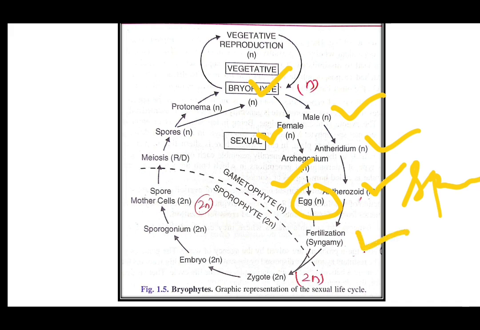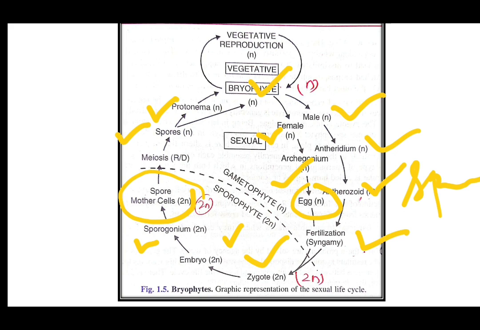They undergo fertilization, or syngamy, that is fusion, to produce a diploid zygote. Then the zygote undergoes division and redivision to form an embryo. Then the sporogonium is formed. Inside the sporogonium capsule, diploid spore mother cells are formed. They undergo meiosis to form spores. Spores on germination produce protonema. Protonema is the immature gametophyte. First the protonema is formed, then the mature gametophytic plant. This protonema after division forms a mature bryophyte.